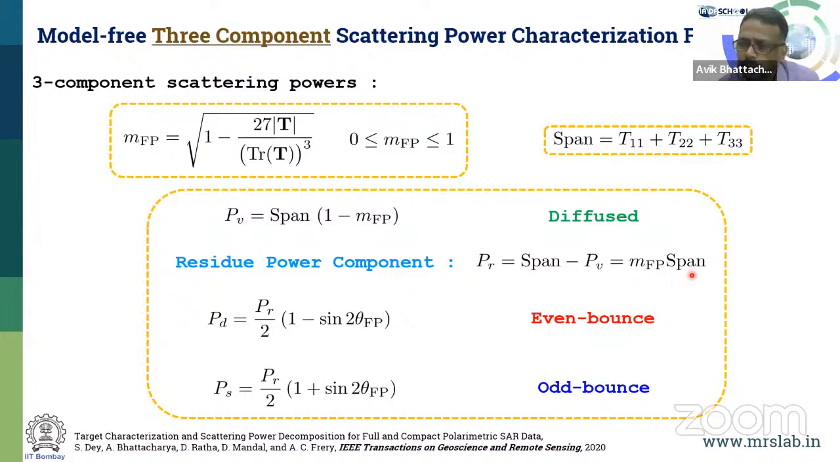Now, what do I do with this? I already have the polarized power. So I just have to make a kind of geometric scaling. The geometric scaling utilizes this scattering parameter into even and odd bounds, the two extremities of this. So 1 minus sine 2 theta FP and 1 plus sine 2 theta FP are just two geometrical parameters. Simple, and they can be utilized. This is a three-component decomposition. As you have seen, there has been a proposal also to make it four-component.